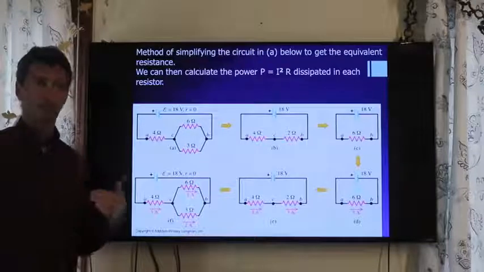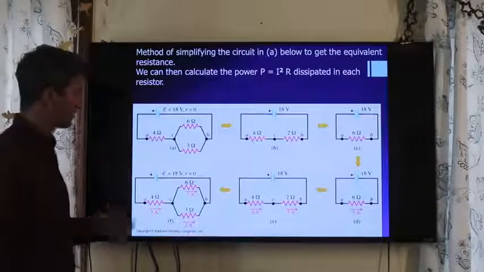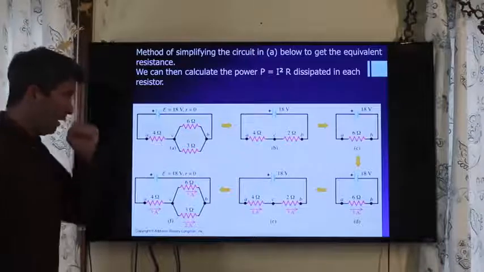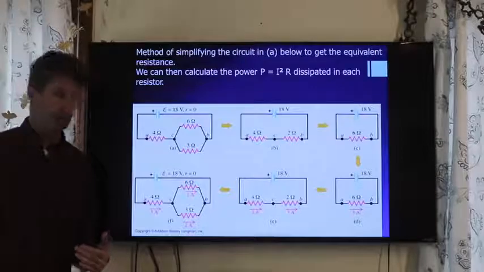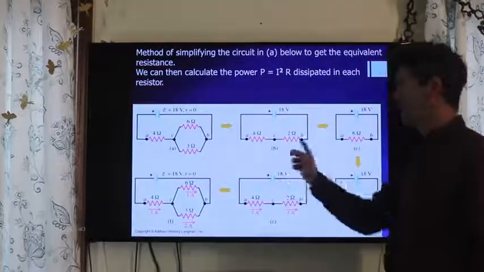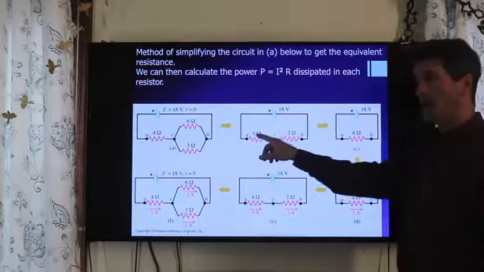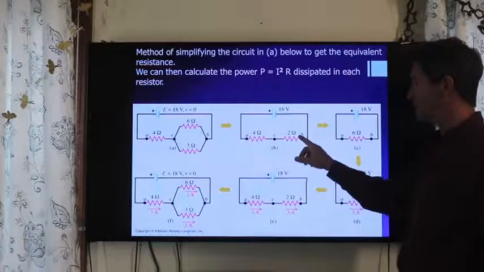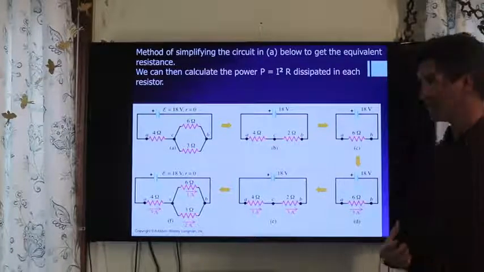6 and 3, remember 1 over the equivalent is equal to the sum of the reciprocals, 1/6 plus 1/3. We saw earlier that is equal to 1/2. We take the reciprocal of that. Reciprocal of 1/2 is 2. And now we have 2 resistors in series. In series, we add them. 4 plus 2 is 6. We have the simplest system right here.